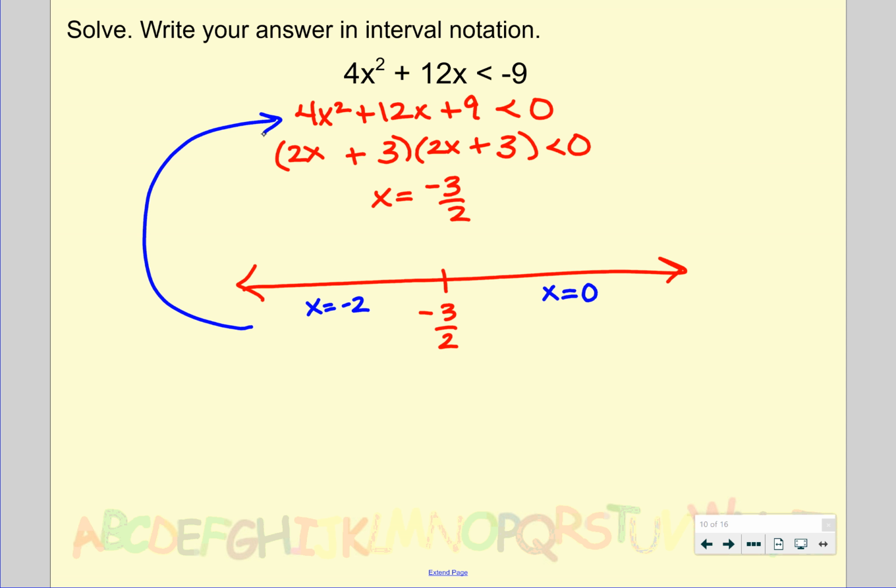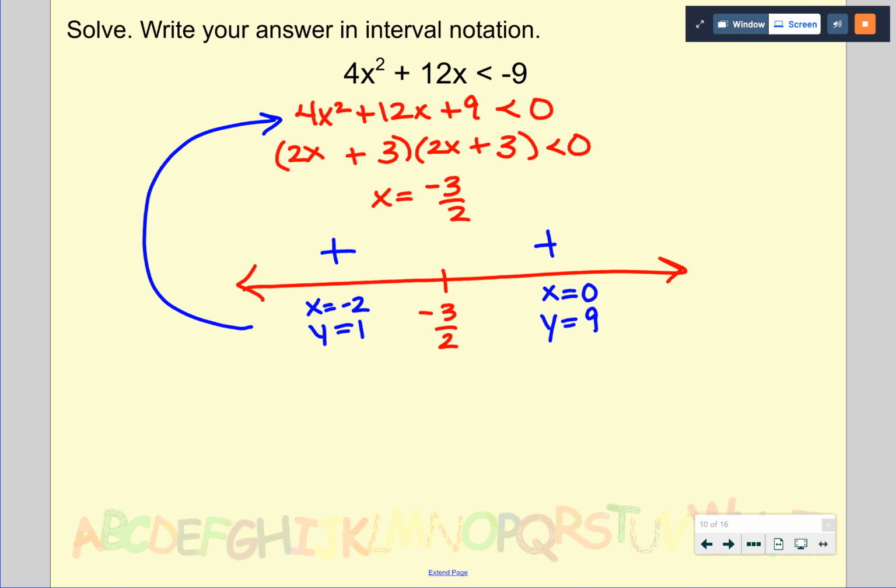All right, if I plug negative 2 in, again, we're really only concerned about, are we going to get a positive or a negative answer out? That's all we need to know. So negative 2 squared would give me 4 times 4 is 16. And then 12 times negative 2 is negative 24. So 16 and negative 24 give me negative 8 plus 9 gives me a positive 1. More importantly, I get a positive. Okay. If you plug in 0, what are you going to get out?